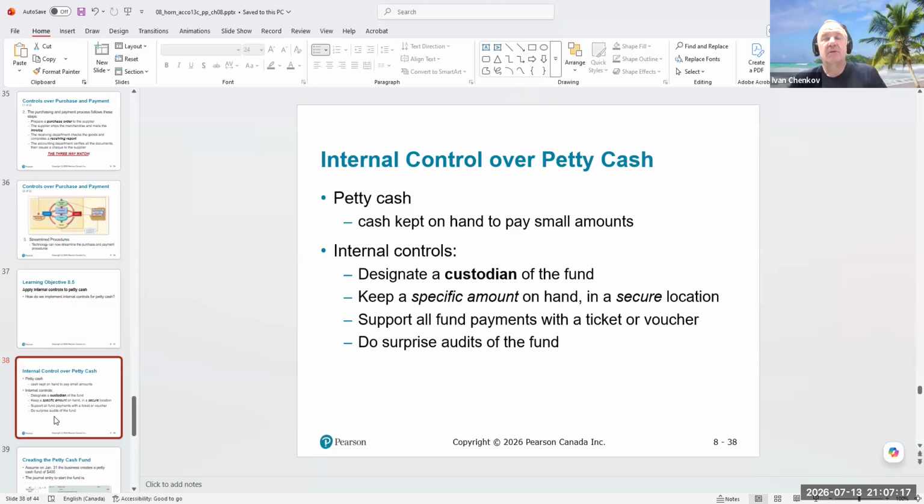What are we going to do with that cash? That cash is handled by one person, who is the custodian of the funds. He keeps the specific amount of cash in a secure location. All payments are supported by a ticket, voucher, or receipts. And we do random checks to see if the funds he has, plus the receipts he has, match the amount that's supposed to be there.